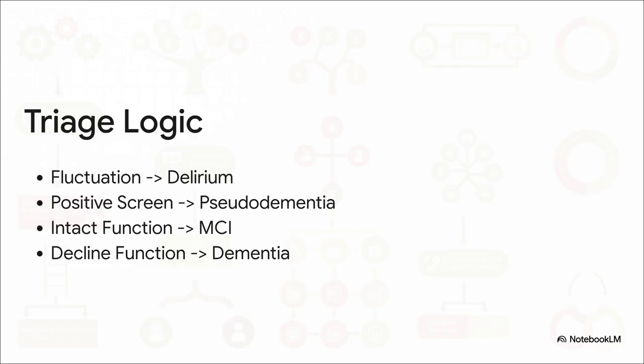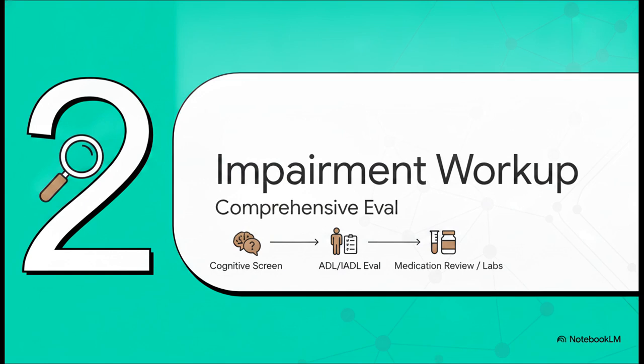If the clinical course is acute or fluctuating with inattention, boom, think delirium. Now, if a depression screen comes back positive, maybe they're presenting with low energy, sleep changes, and anhedonia, think pseudodementia. What if a cognitive screen is abnormal, but their functional status is totally intact? That's mild cognitive impairment. And finally, if that cognitive decline actually interferes with their daily function, then we're looking at dementia.